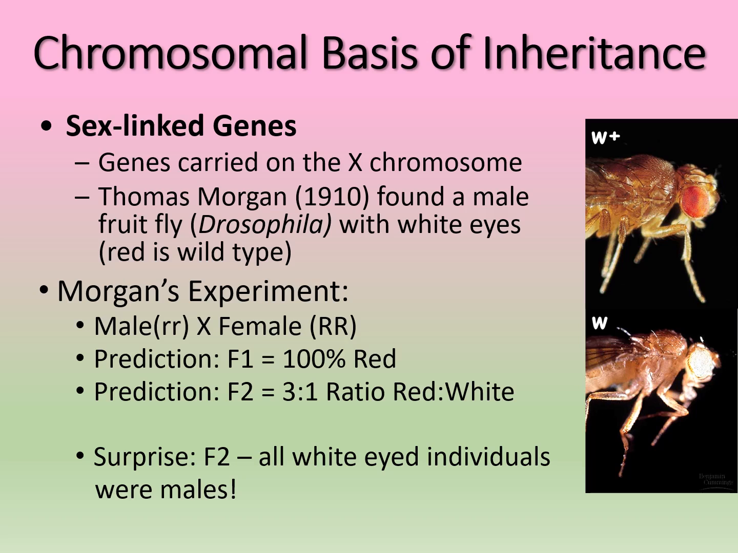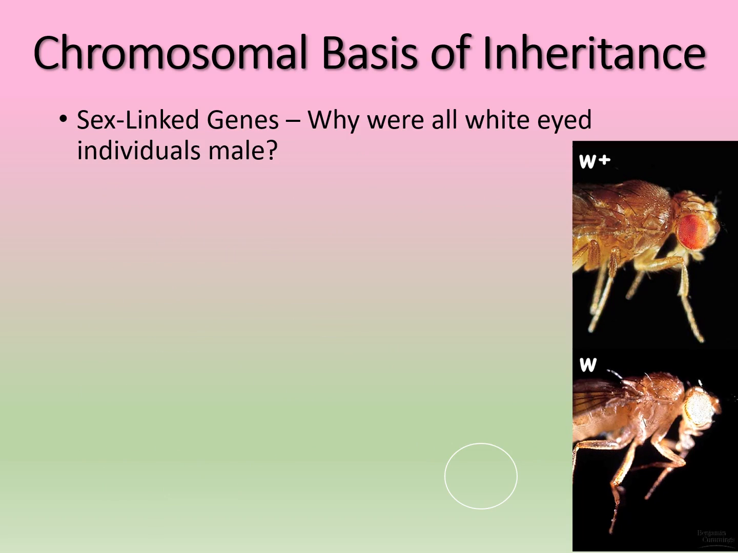Well, that's not what he got. Surprise! In his F2 generation, all the white-eyed individuals were male. If it was indiscriminate, meaning not sex-linked, he would have had some white-eyed females as well, right? But he found that the only individuals that had white eyes were male. Okay, so how did he get this? What happened?